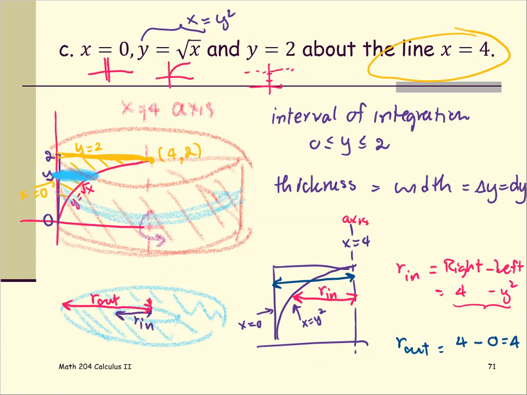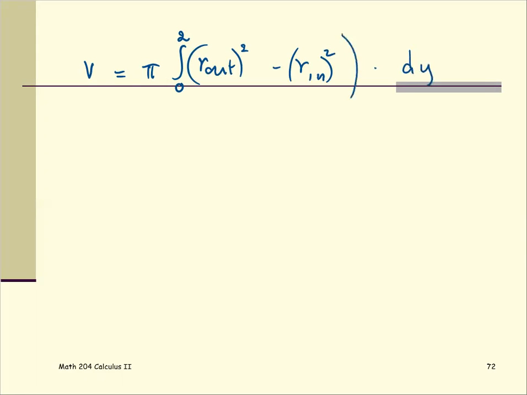Next, we're going to put them all together in one setup of the volume of revolution. So V is pi times the integral from c to d. For this case, y is from 0 to 2. I'm going to write the formula again: R out squared minus R in squared, and then multiply by dy. From what we set up, the outer radius is 4, so it's going to be 4 squared, subtracted by the inner radius, which is (4 minus y squared) squared, with respect to y.